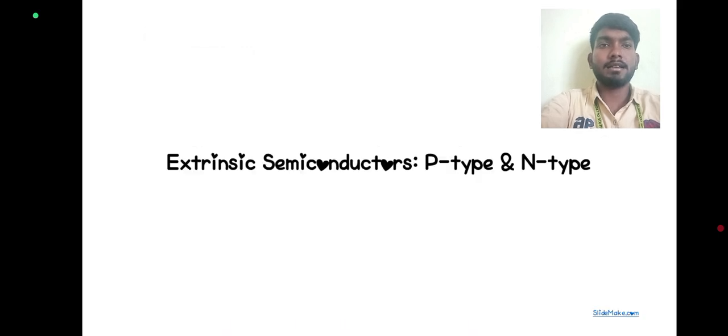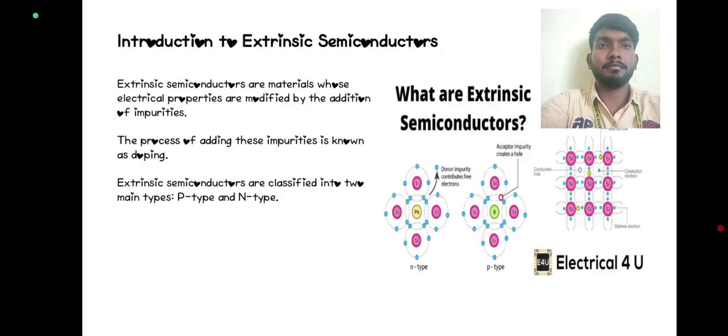Extrinsic Semiconductors, P-type and N-type. Introduction to extrinsic semiconductors. Extrinsic semiconductors are the materials whose electrical properties are modified by the addition of impurities. The process of adding these impurities is known as doping. Extrinsic semiconductors are classified into two main types, p-type and n-type. This is the diagram of extrinsic semiconductors.